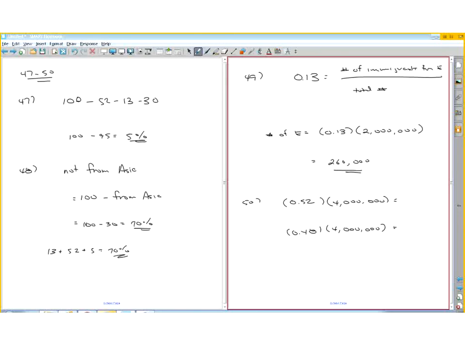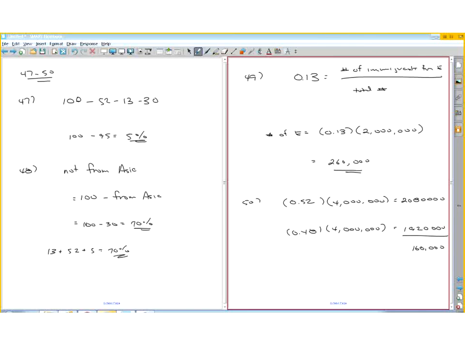And so we take 0.52 times 4 million, 2,080,000. If you take 0.48 times 4 million, you get 1,920,000. If we subtract these two, so we take 2,080,000 minus 1,920,000, and we get 160,000.